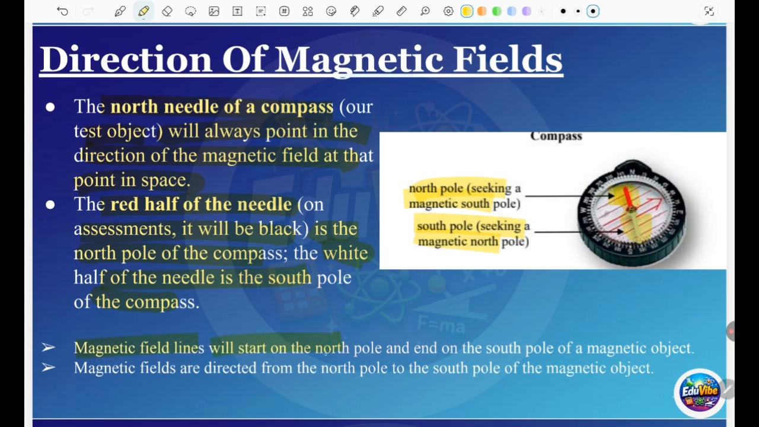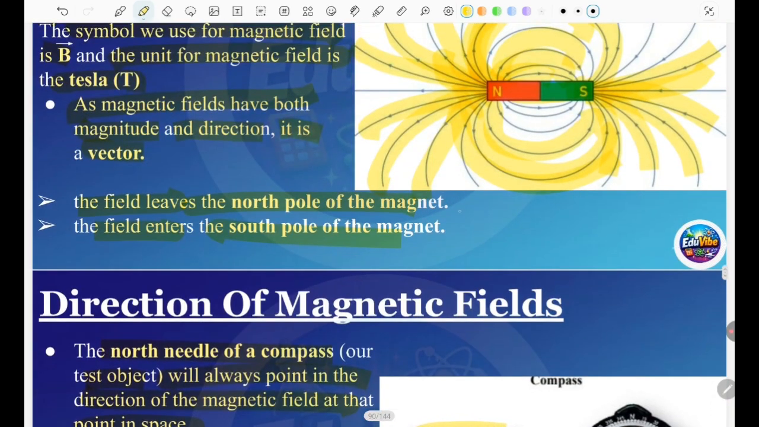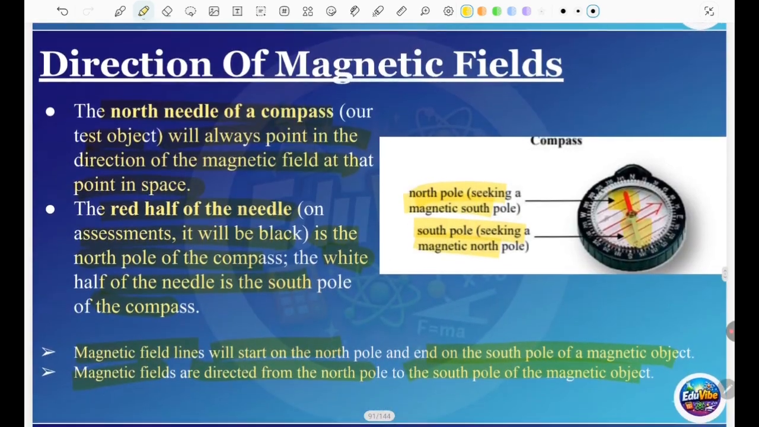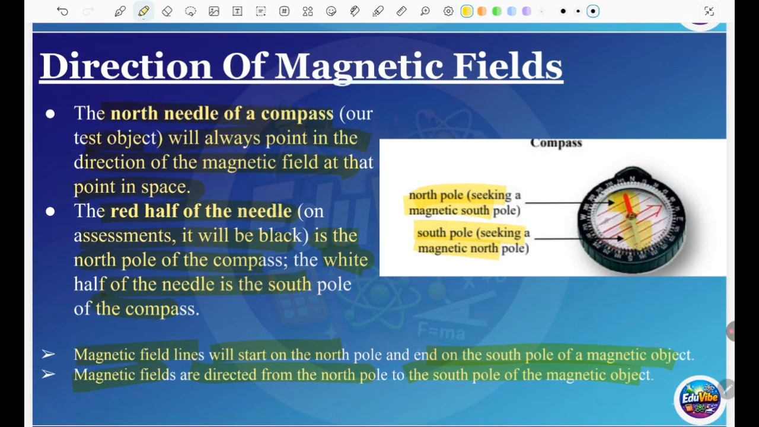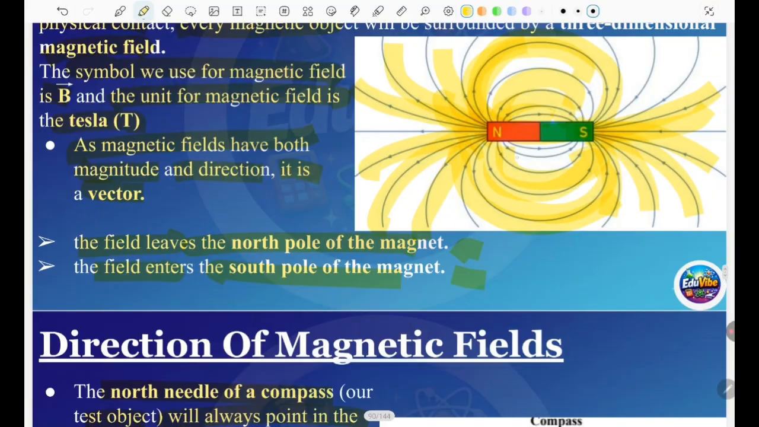So magnetic field lines will start on the North Pole and end on the South Pole of the magnetic object. Magnetic fields are directed from the North Pole to the South Pole of the magnetic object. That's all we need to know here. So we have to basically know which direction the magnetic field lines follow. This is known as magnetic field lines too. We all know that.